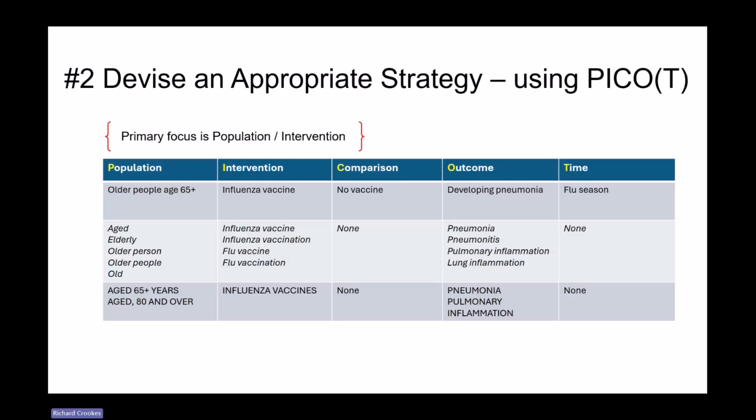So the third row, as you can appreciate, also in uppercase there, relates to the actual subject terms that you could factor into this search, which would be the MeSH medical subject headings from the National Library of Medicine. So we've got age 65 years and over, age 80 and over. Of course, age 65 years and over should include that age group. Influenza vaccines is a MeSH term. Again, comparison, none. And then the outcome, pneumonia, pulmonary inflammation, to name a few.